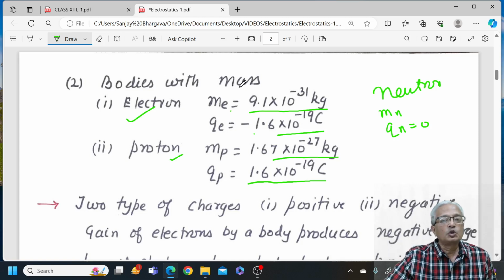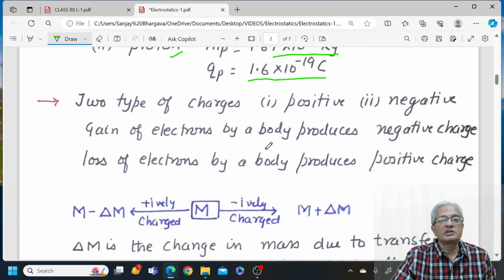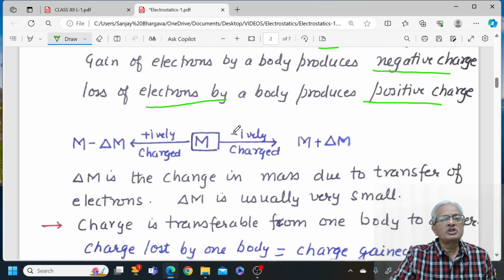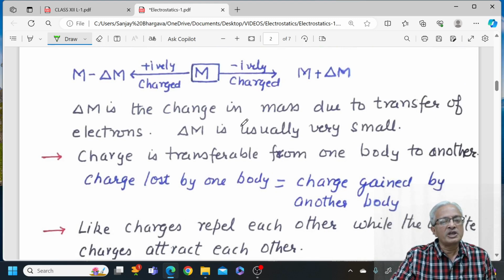We have two types of charges, a positive charge and a negative charge. Now, a body which gains electrons will acquire negative charge. Similarly, a body which loses electrons will acquire equivalent positive charge. A basic question that comes to our mind is, on charging, does the mass of the body change? And the answer is yes, but by a very negligible amount.